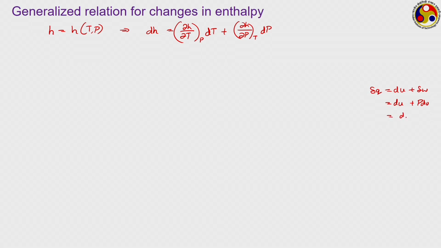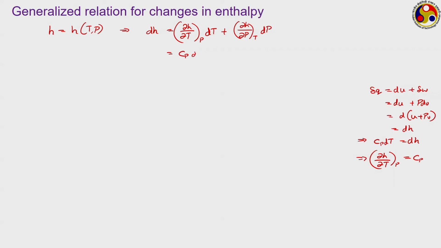When pressure is constant, we can write dH equal to dU plus d(PV), that is d of H. So, for a constant pressure process, δQ can be represented as Cp dT equal to dH. That means ∂H/∂T at constant pressure can be defined as the specific heat at constant pressure. So, we write dH equal to Cp dT plus ∂H/∂P at T dP.